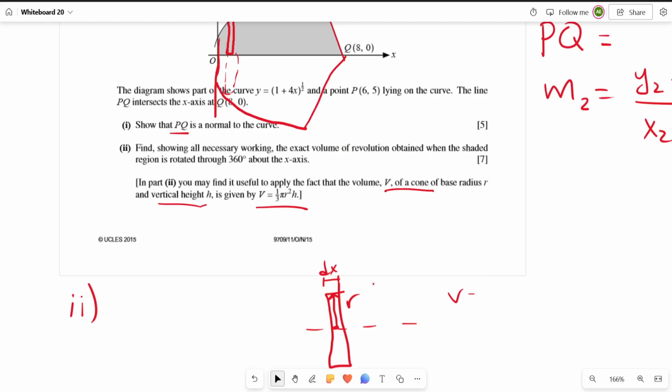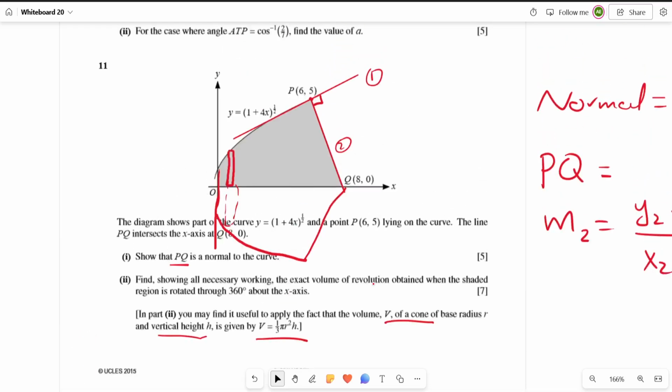Okay, however, here my shape is not constant. I have a combination of two shapes. So what I'm going to do is split it into two parts. The first part is from x equals 0 up to 6. This is the first part, and the second part is from 6 to 8.